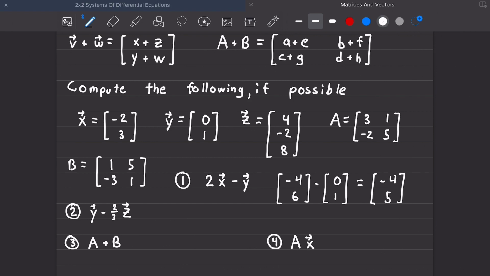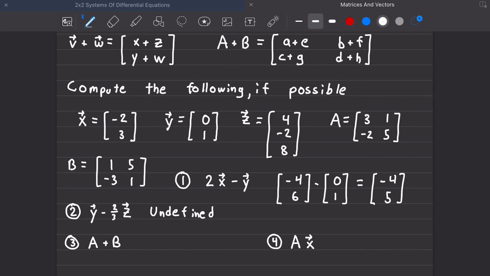Nice. Okay, so next we're going to be doing y minus 2/3 of z. Now I did write this in a tricky way on purpose, where with 2/3, maybe you're thinking, oh, we can just take the first two elements. Nope, these are different sizes, so this is going to be undefined. Don't do that.